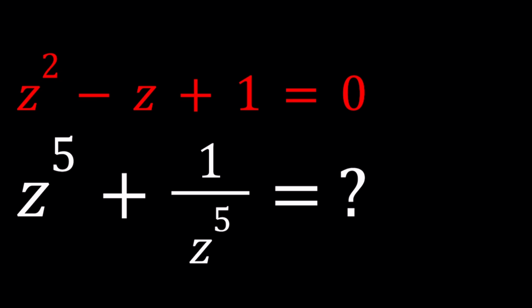But what is a complex number? A complex number can be written as a plus bi, where a and b are real numbers and i is the square root of -1.